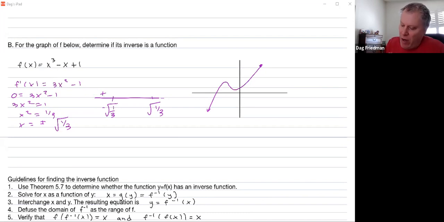If I plug in 0, I get a negative, and if I plug in 3, I get a positive again. So what does this tell me? It tells me it's increasing, then it's decreasing, then it's increasing. Therefore, this thing's not monotonic, and therefore the inverse does not exist. Okay? So, it's not that the inverse doesn't exist, it's that the inverse is not a function. Again, we can take the inverse, but the inverse is not a function. Okay? So that's what this tells me.